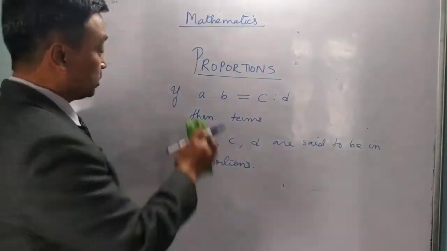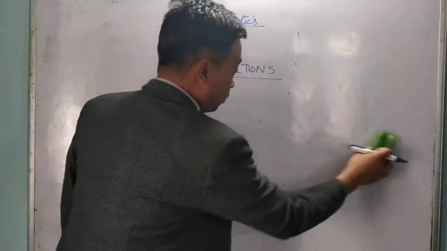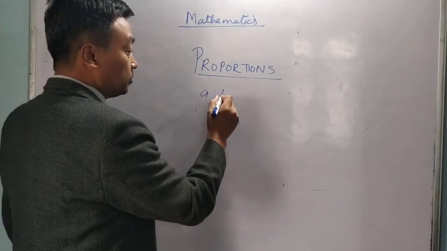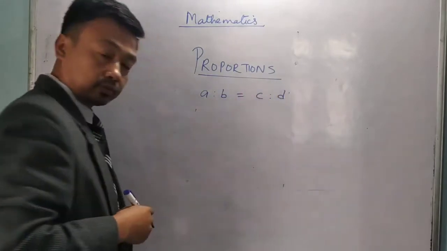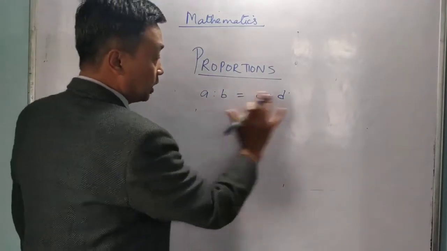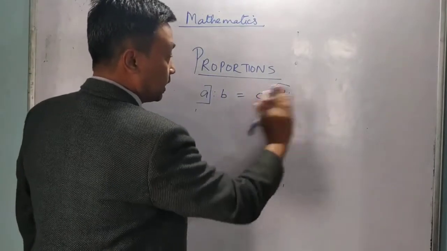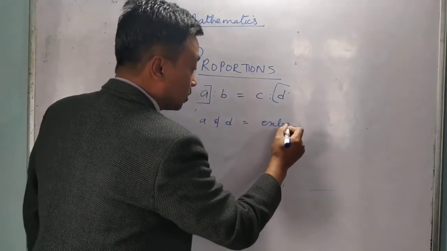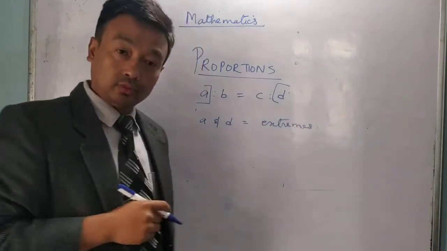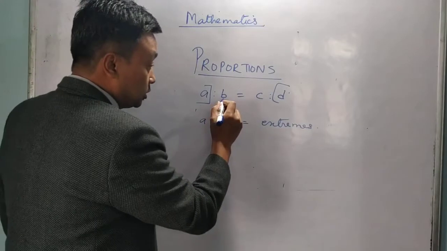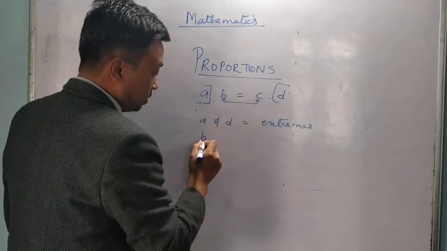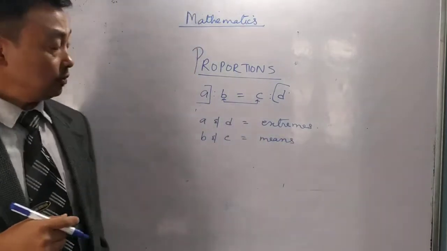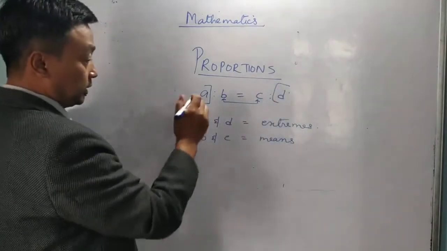Now let us try to get one formula kind of thing for the proportion. We have just found that A is to B equals C is to D. If you see here in this ratio, out of these four terms, this A and D are at the extreme end. So this A and D are called extremes. Okay, and these two terms which are in the middle, B and C, are called means.